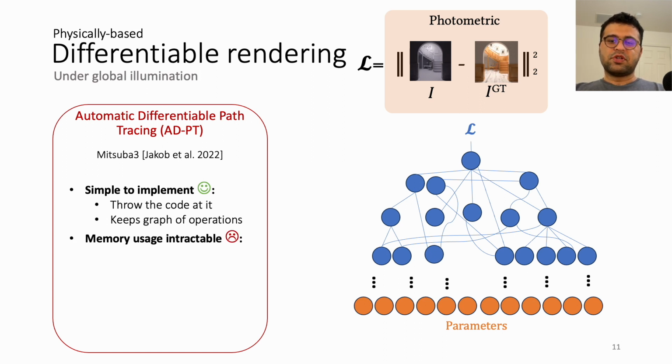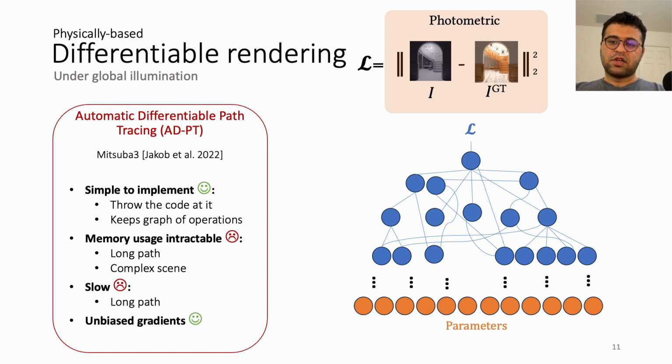This graph's memory usage could be intractable in case building long paths is necessary. And/or, in case of a complex scene, the graph can have too many interdependencies between the nodes. Typically, computing and differentiating the path integrals could be very slow in case of long paths. That said, path tracing is based on Monte Carlo sampling, which can provide unbiased gradients, and it can also handle glossiness pretty well.